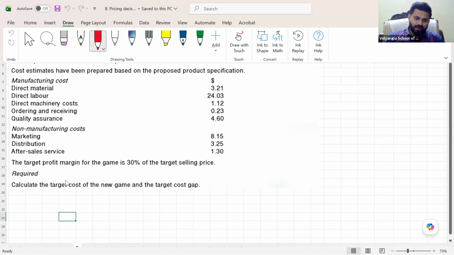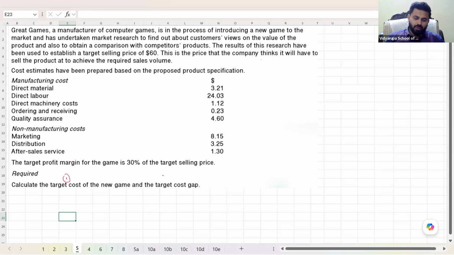They want you to calculate, number one, the target cost. Number two, the cost gap. Two figures. What is target cost? The selling price minus the profit they are looking for gives us the target cost. What is cost gap? The difference between the initial cost, the estimated initial cost, the actual cost, and the target cost. That's the cost gap. Help me with both these calculations. Attempt calculating both these figures for me. Let's see what you guys get.